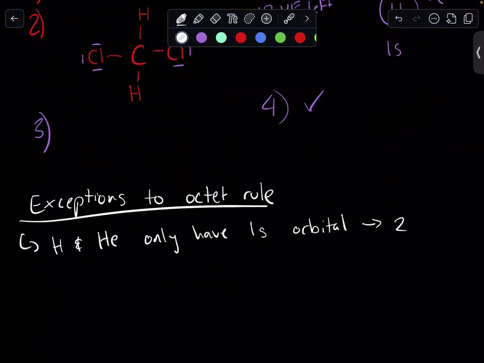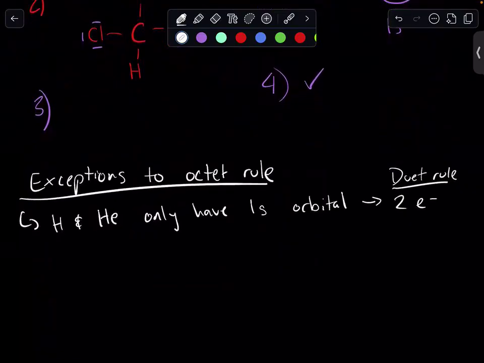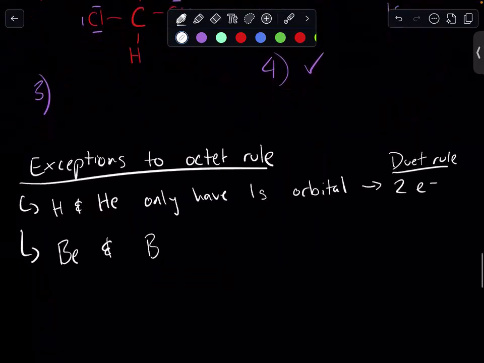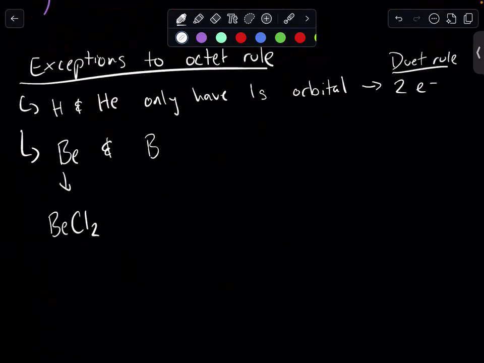So they have 2 electrons. They fulfill what we call the duet rule, which you don't actually have to know, but having only 2 valence electrons makes them happy. Now, there's a couple other exceptions, specifically beryllium and boron. In weird cases, beryllium can covalently bond even though it's a metal, and we'll discuss that in a later section as well. But for example, in BeCl2, it will form 2 covalent bonds.